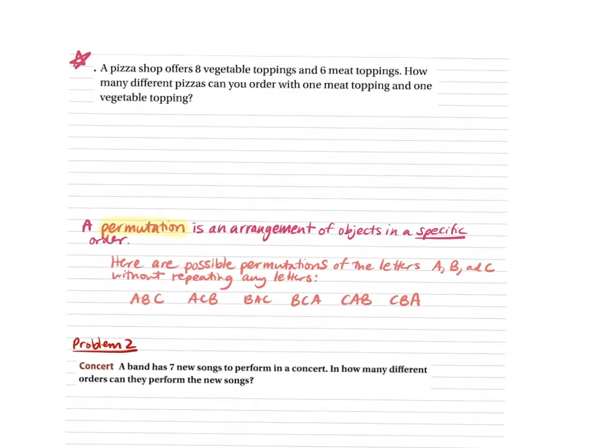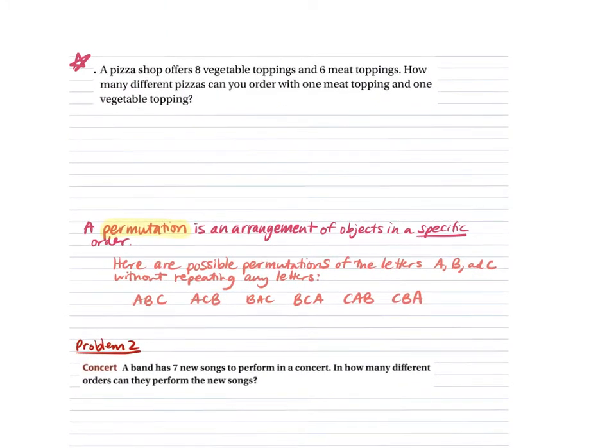Okay, try this next example on your own. A pizza shop offers 8 vegetable toppings and 6 meat toppings. How many different pizzas can you order with 1 meat topping and 1 vegetable topping? Press pause if you need to. See if you can figure out the answer and then check back for the solution.